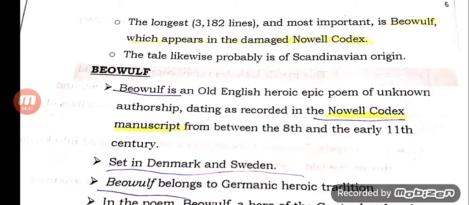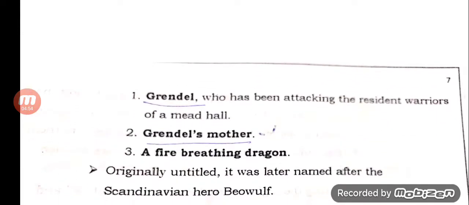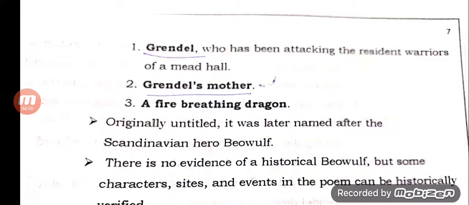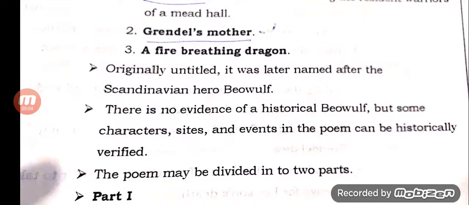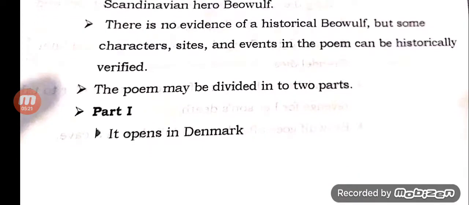In the poem Beowulf, a hero of the Geats battles three antagonists. The main three antagonists are Grendel, Grendel's mother, and a fire-breathing dragon. Originally untitled, it was later named after the Scandinavian hero Beowulf. There is no evidence of a historical Beowulf, but some characters, sites, and events in the poem can be historically verified. The poem may be divided into two parts.